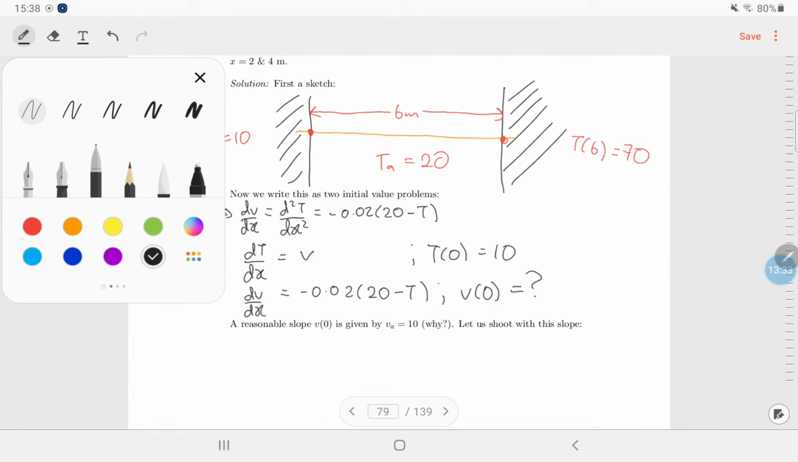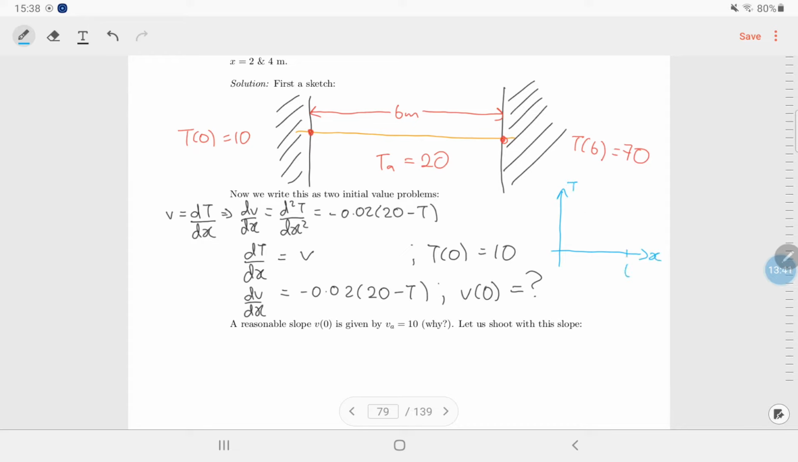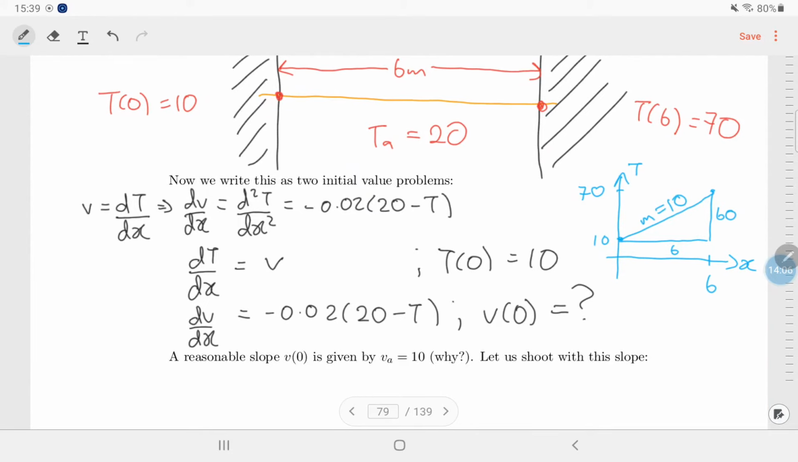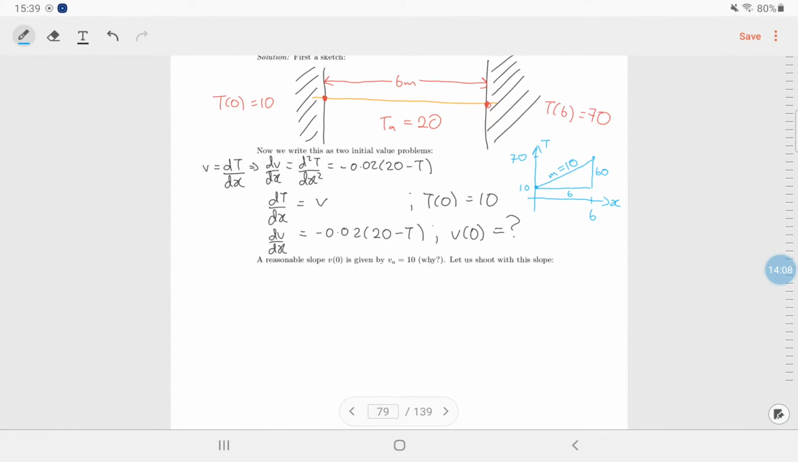Now if I draw another picture of temperature versus distance, I have at x equal to 0, temperature equal to 10, and at x equal to 6, temperature equal to 70. Now look at the rise over the run. So that's 60 over 6. If I shoot straight at it, I get a slope of 60 over 6, which is 10. So v is the slope, so we're going to try v0 equal to 10. So now we're going with a step size of 2.